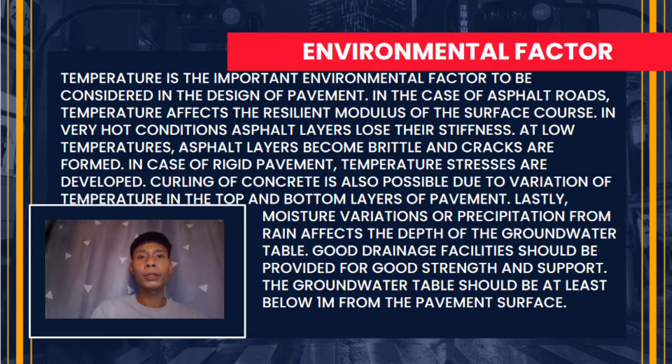So in case of rigid pavement, temperature stresses are developed also. Curling of concrete is also possible due to variations of temperature in the top and bottom layers of pavement. And lastly, moisture variations or precipitation from rain affects the depth of the groundwater table. Good drainage facilities should be provided for good strength and support. The groundwater table should be at least below 1 meter from the pavement surface.